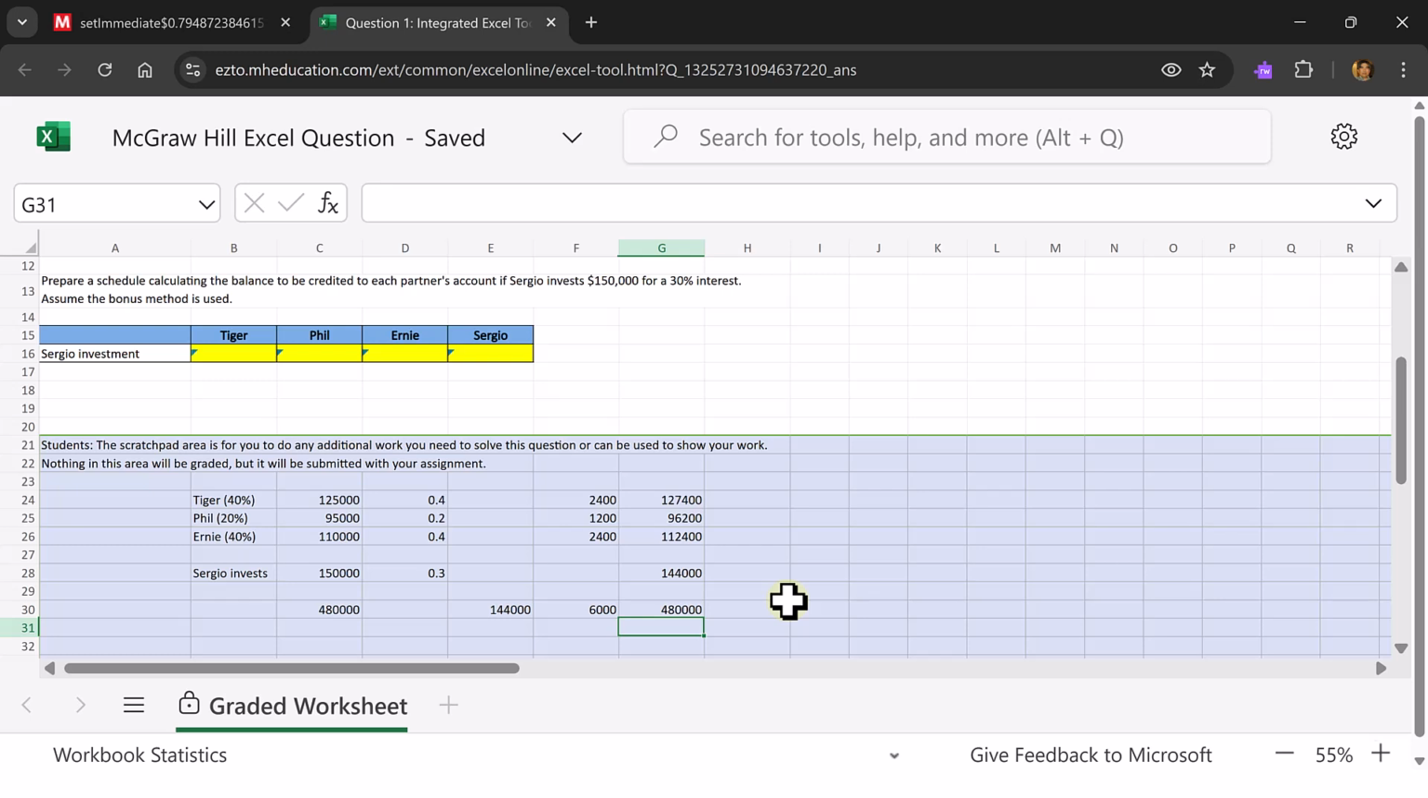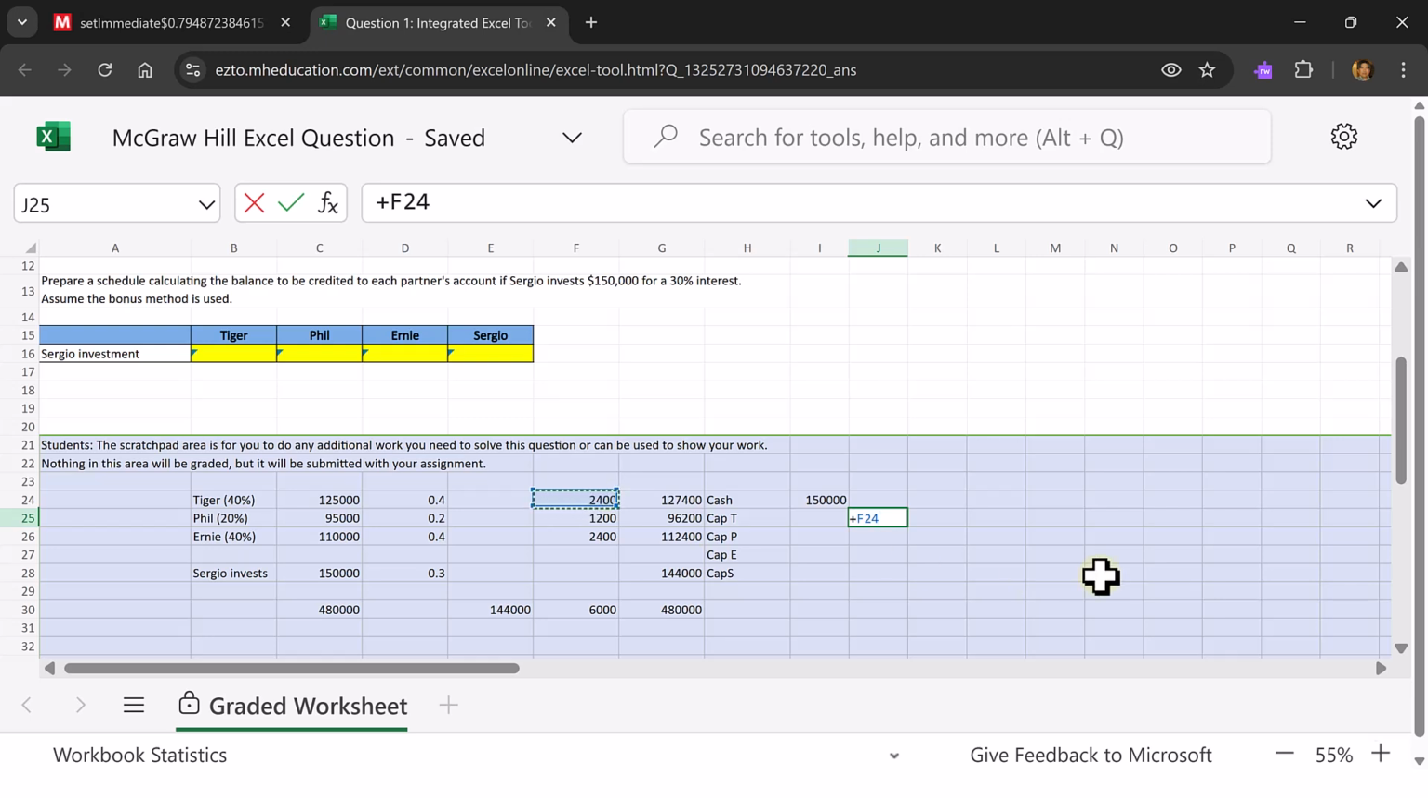Let me even show you one more thing. What is the journal entry the partnership is going to record when it receives $150,000 cash? Here, let's go. Cash debit 150, and then increasing the capital accounts for Tiger, for Phil, for Ernie, and definitely for Sergio. How much increase? That's the bonus.